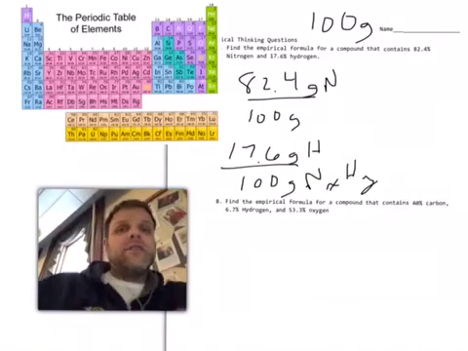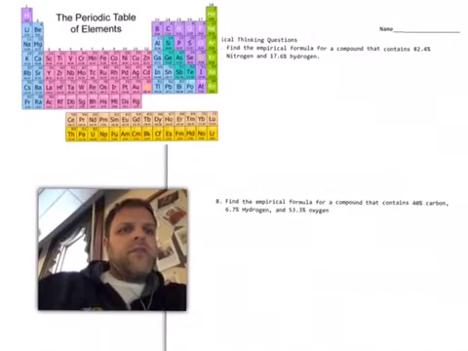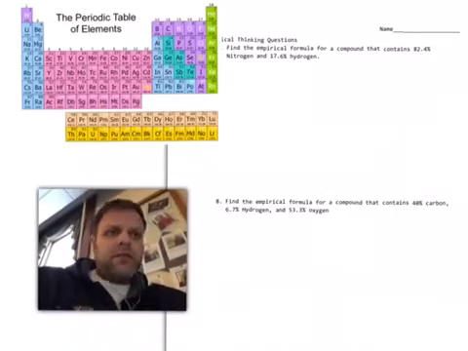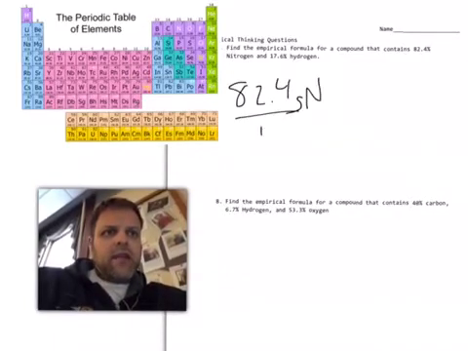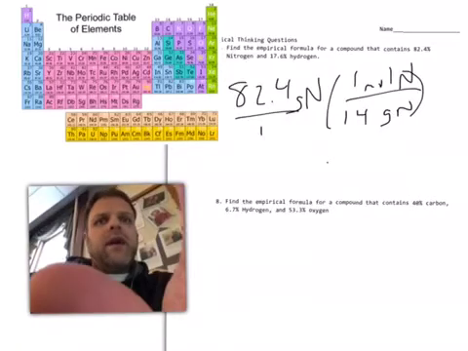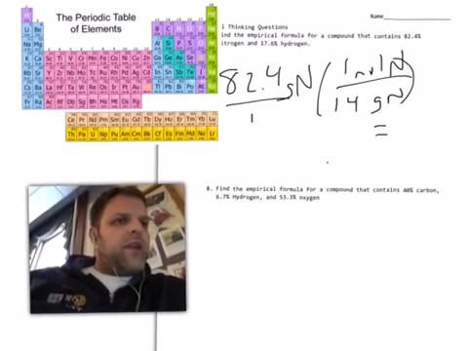And then from there, I can just go ahead and convert. I'm just going to erase this here. I'm going to convert them to moles, because remember, moles really means particles. So I've got 82.4 grams of N, and I'm going to convert those grams N to moles of N. So there's 1 for 14. Okay, and if I divide those out, I should end up with 5.89 moles of N.